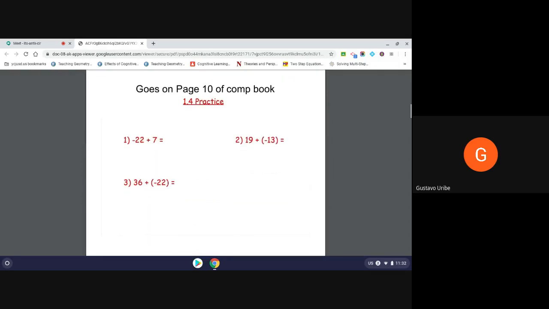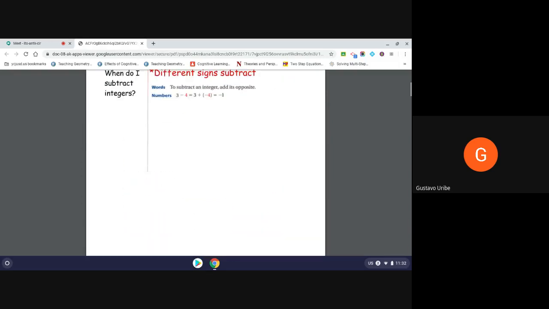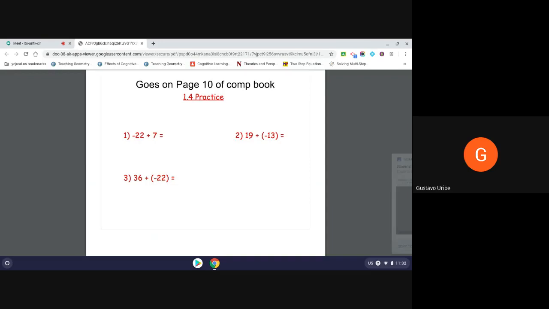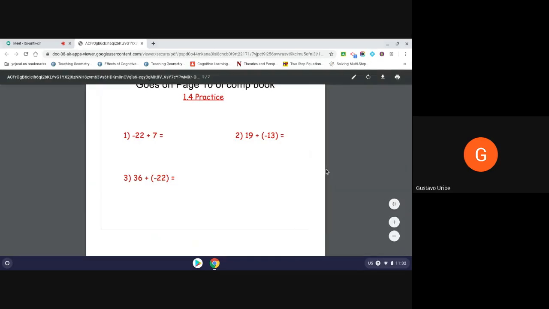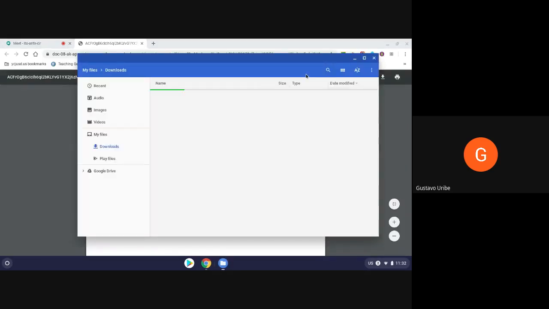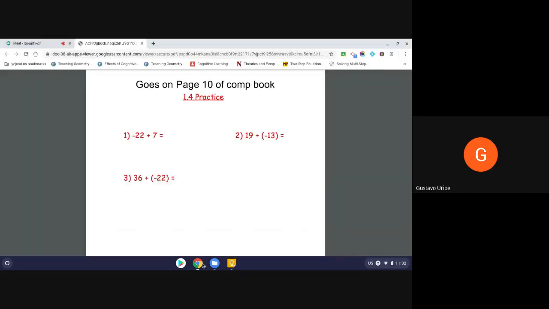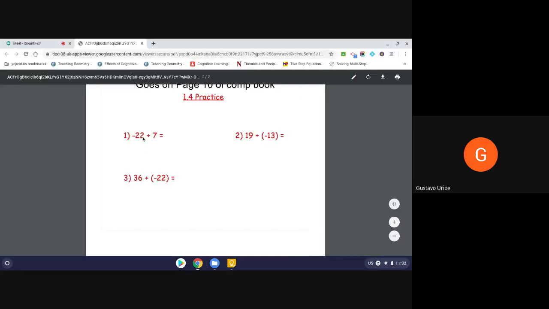Okay, so now that we know that, remember when different signs you're going to subtract and you are keeping the sign of the bigger number. Let's go ahead and try some practice problems. So the first one is negative 22 plus 7, then 19 plus a negative 13, and 13 plus a negative 22.